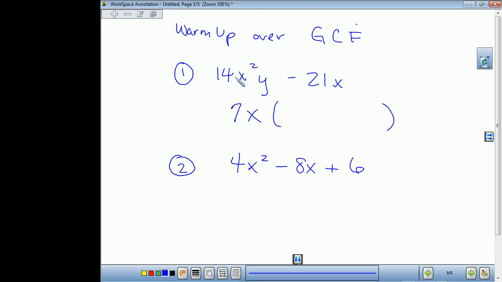Okay, two ways you can think about it. This term divided by this, or you can ask, what do I multiply 7 by to get 14? 2. Out here I've got 1x, but up here I need 2, so I need another x here. And down here I don't have any y's, but up here I do, so I need a y. Does that make sense?